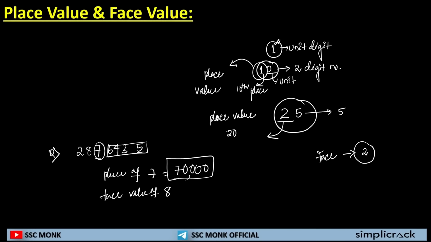How much is the place value? Sir, it is 70,000. If I ask the place value of 2, you will put 0 for all these numbers and directly write it. So this is how you can write the place value. For face value, the face value is directly that same number. Clear? Sorted? Next. Even and odd numbers.